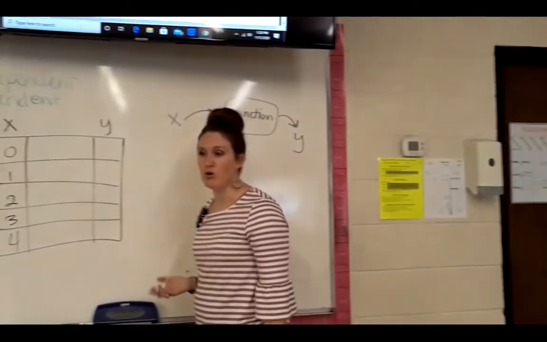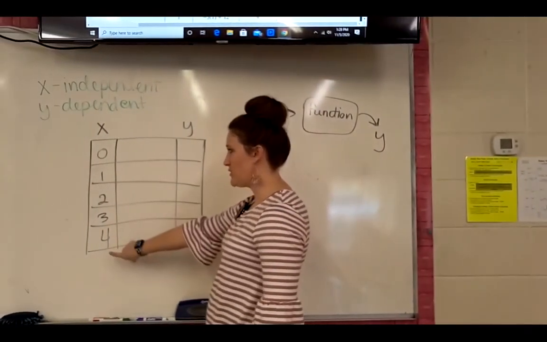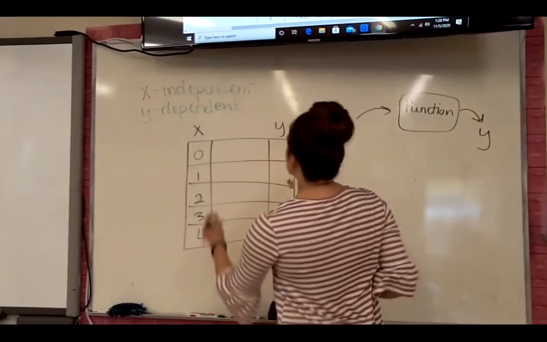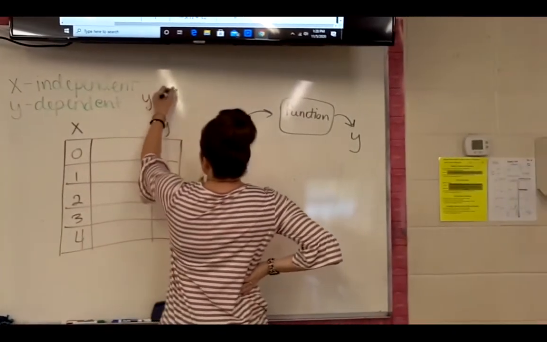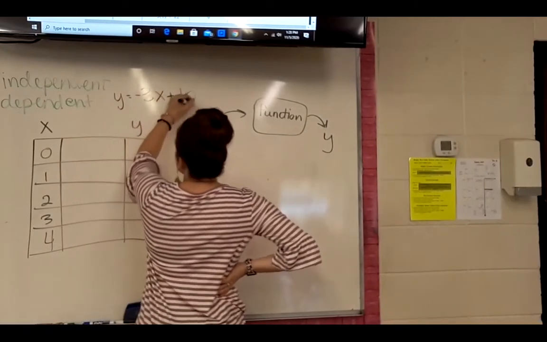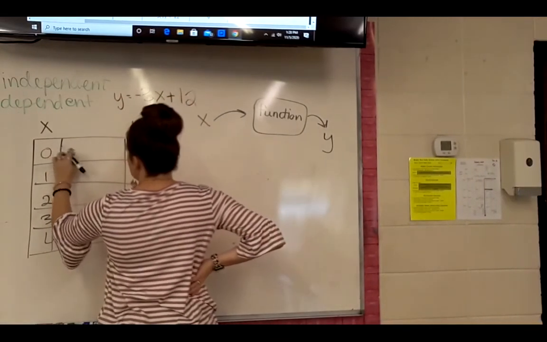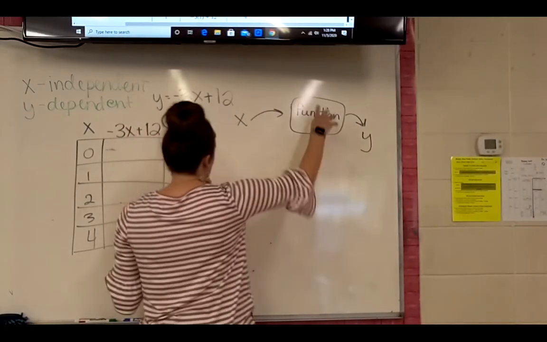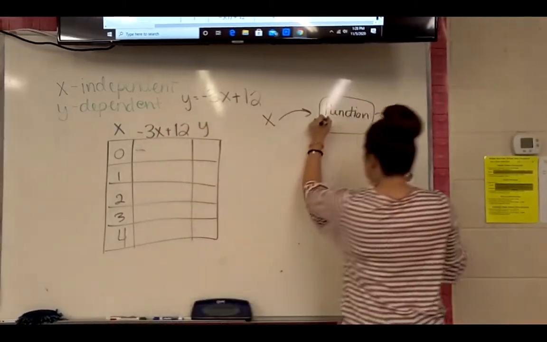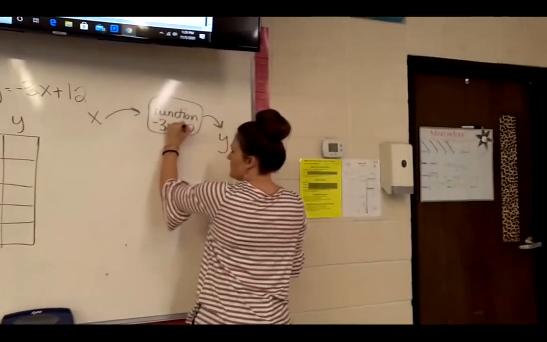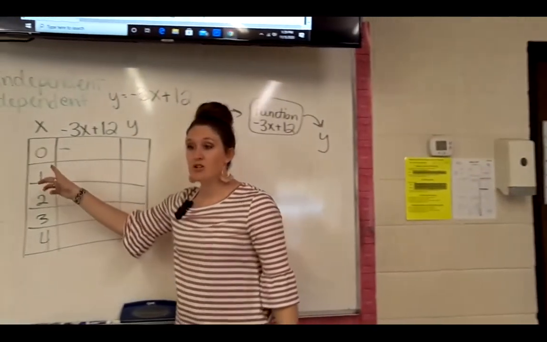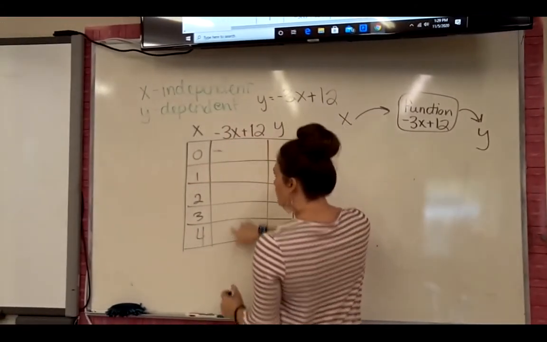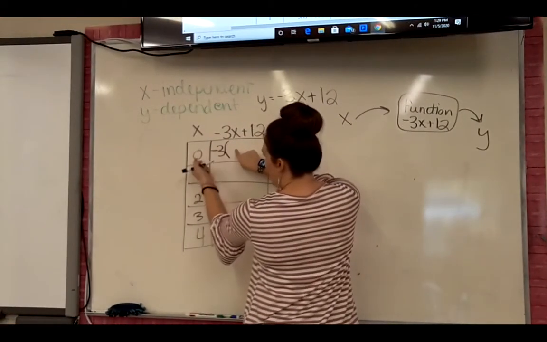We can do it in a table. When they give us domain values, they gave us our X. The function was y equals negative 3x plus 12. So that is your rule. That's kind of like what would be in here. So I literally just take and plug those numbers in. So I'm going to rewrite this over and over again, but each time my x changes.